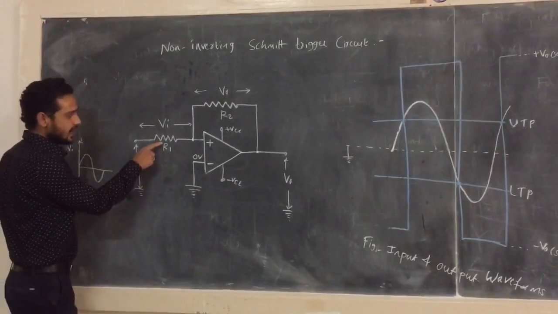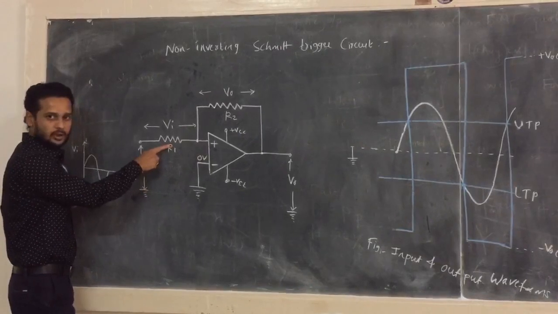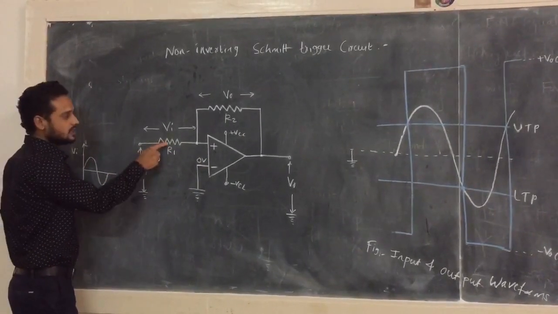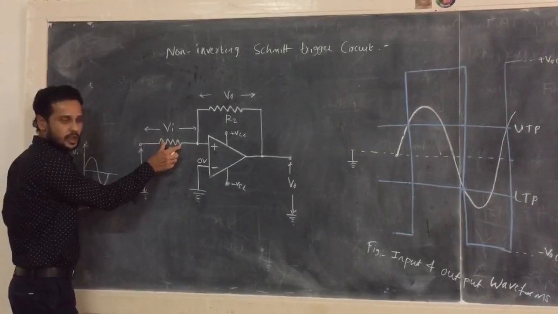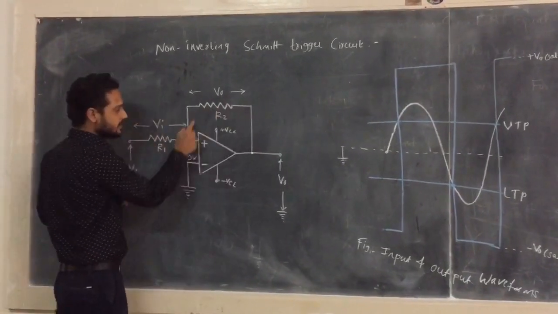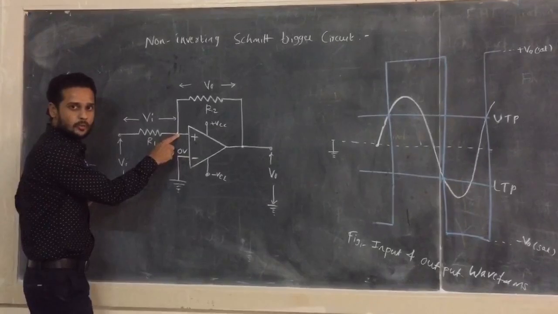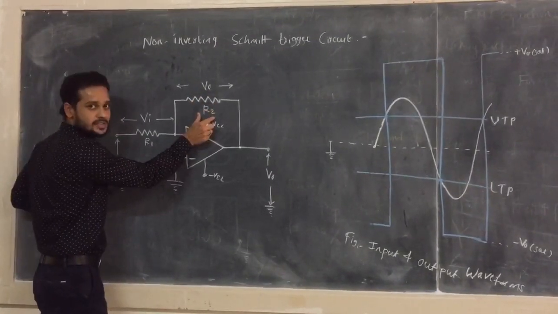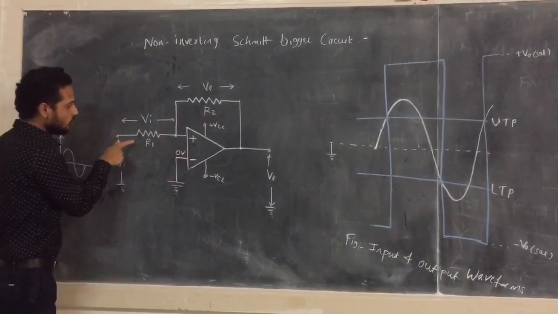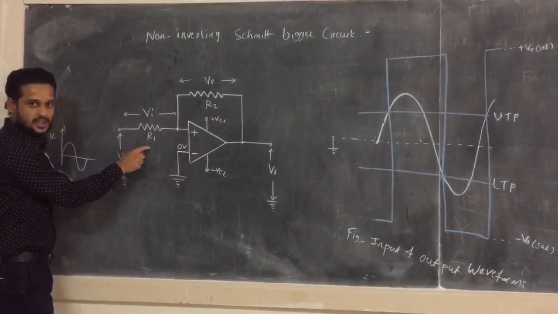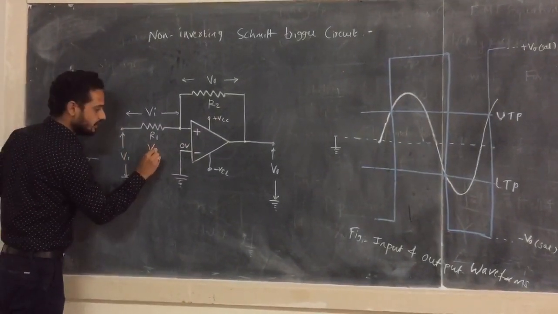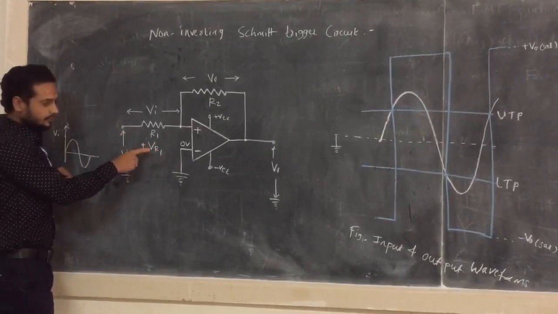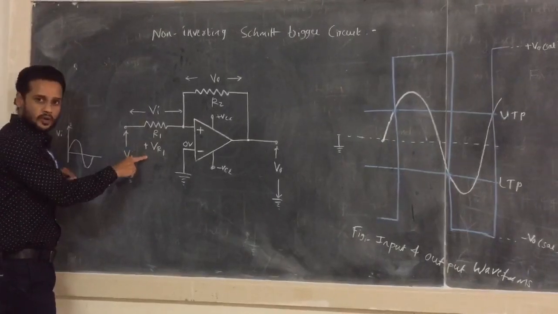This resistance R1 is connected to the non-inverting terminal of the op-amp, and here only you are applying the input voltage. So the input voltage will be developed across resistance R1, and the output voltage is fed back as input to the non-inverting terminal of the op-amp. This means the output voltage will be developed across resistance R2. Whatever voltage develops across resistance R1, that is VR1. If it is positive, then this will be your upper triggering point. If it is negative, then that will be your lower triggering point.